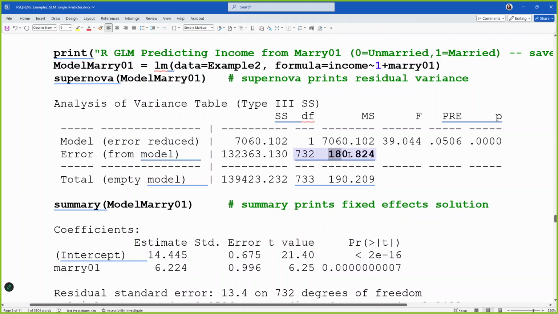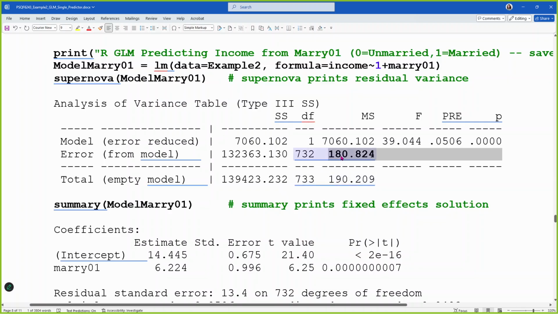The 180, what is that? Residual. Residual what? One more word. Error. One more word. Residual error. I was just going to say error. I need to know one more word that starts with a V. Variance. Hey, there you go. Residual error, unexplained variance. Yes. So this is the error variance left over after allowing income to be predicted from binary marital status.